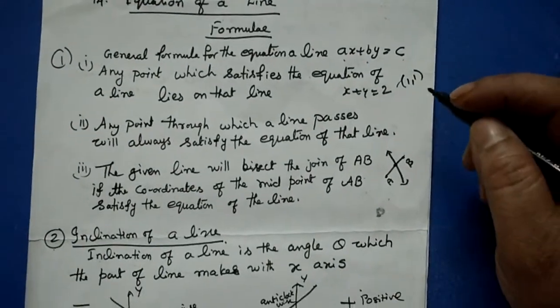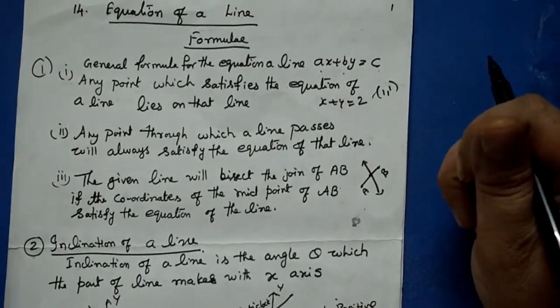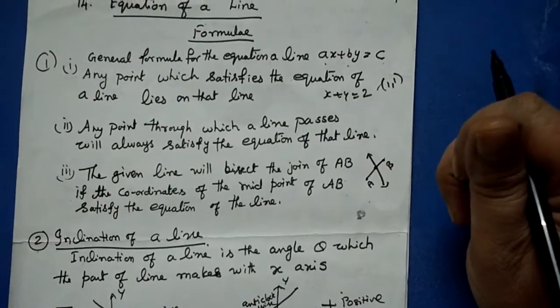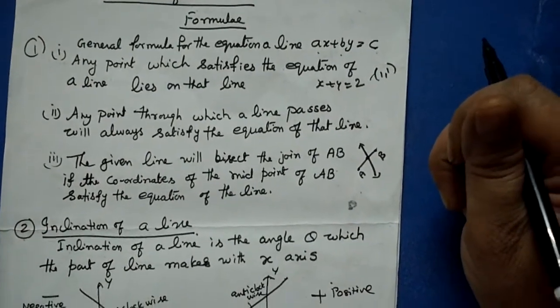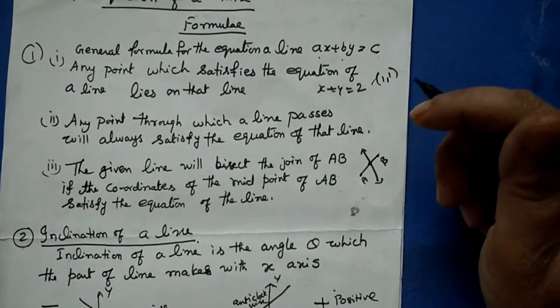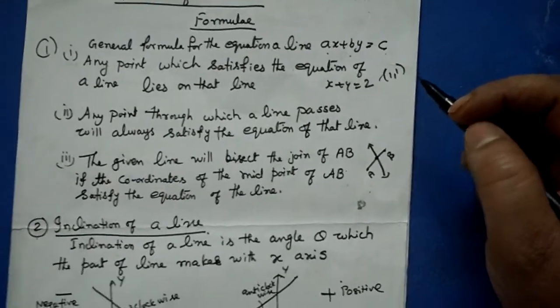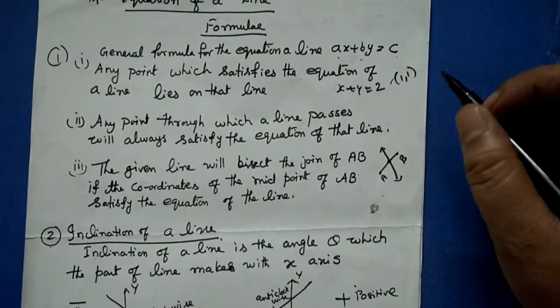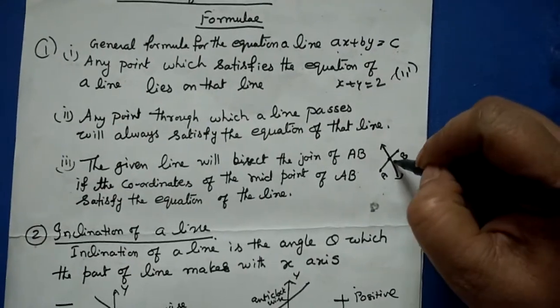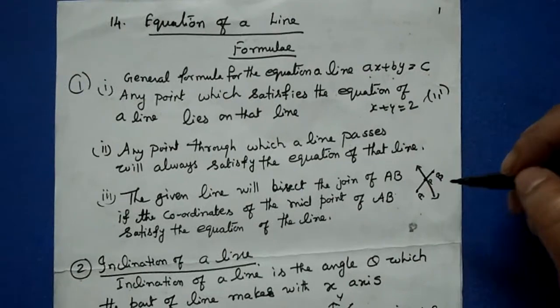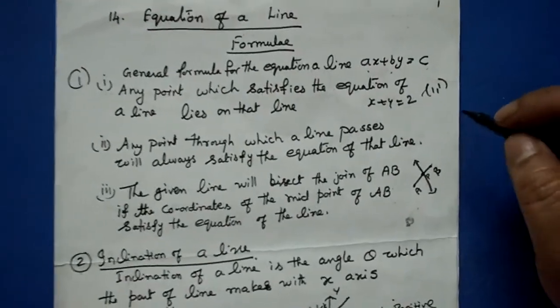Then you have to use the section formula also in this chapter, so it is related to the previous chapter. All of you know the section formula. If the line is dividing the segment in the ratio 2:3, what you have to do is first find the point P by using the section formula. Then substitute. If it satisfies, yes, it divides, otherwise no, it will not.